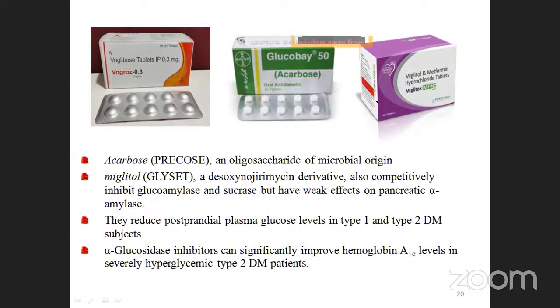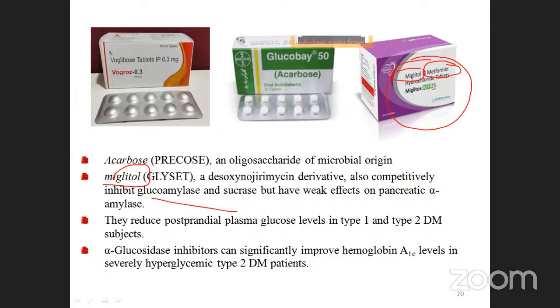So acarbose, the famous brand is Glucobay, is there on the screen. It is an oligosaccharide extracted from microbial origin. We have another type of glucosidase inhibitor, and that is the important thing. We have miglitol, right? We have Miglitox there in the slide. This is a famous brand. Miglitol is available in the market in combination with metformin.